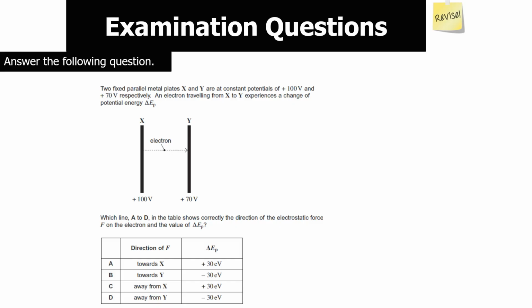The next question says, two fixed parallel plates X and Y are at constant potentials of plus 100 volts and plus 70 volts respectively. An electron travelling from X to Y experiences a change of potential energy. Which line A to D in the table shows correctly the direction of the electrostatic force F on the electron and the value of the electrical potential energy? So pause the video now, then unpause the video when you want to go through your answer.